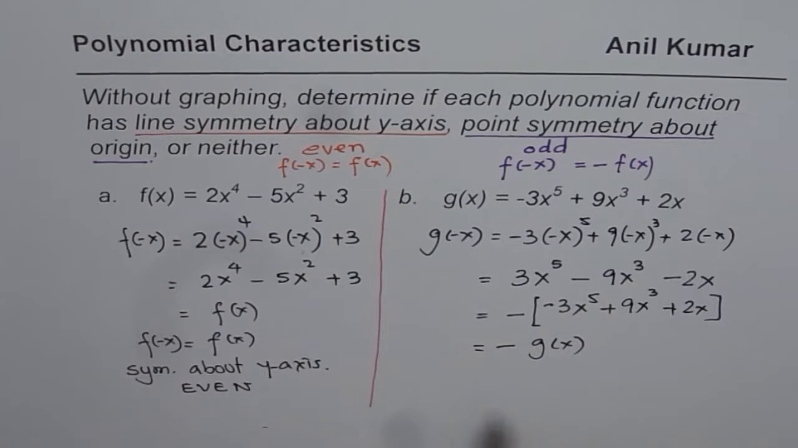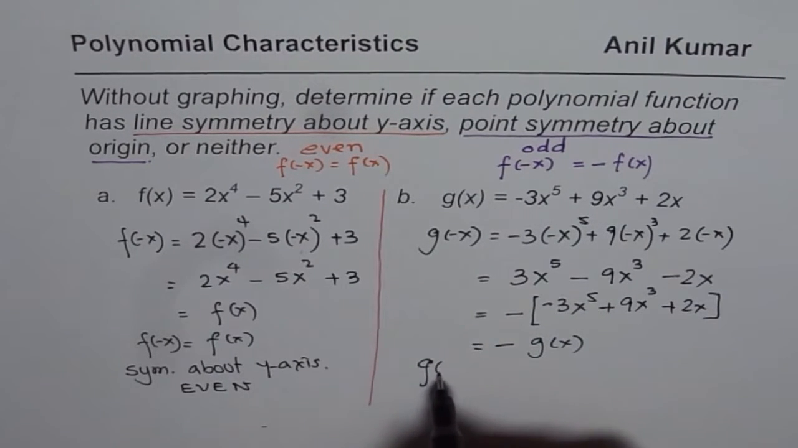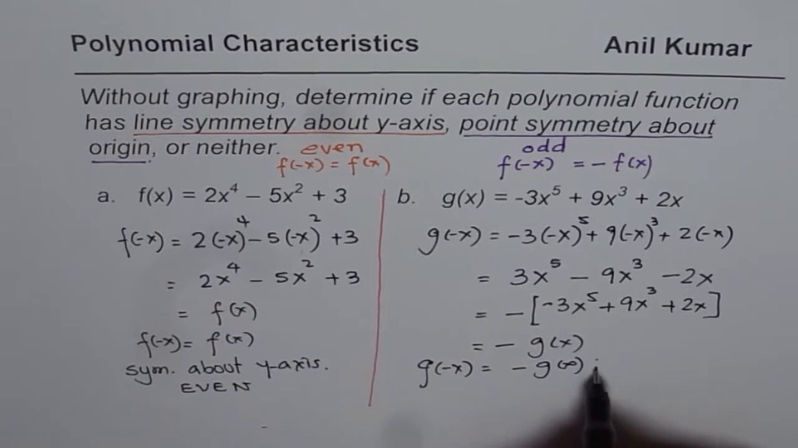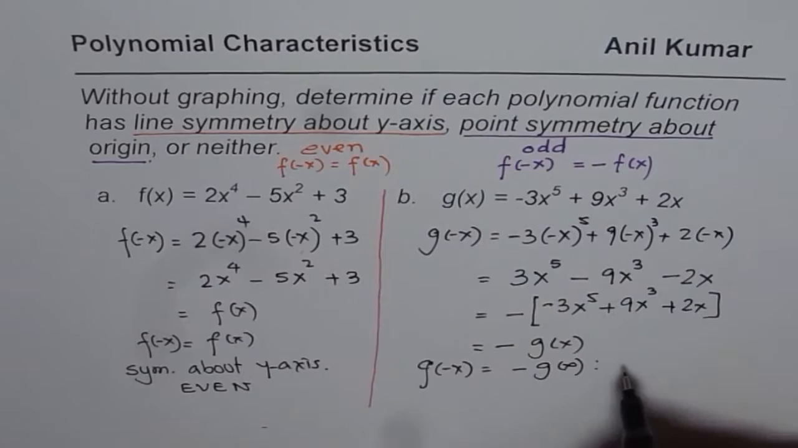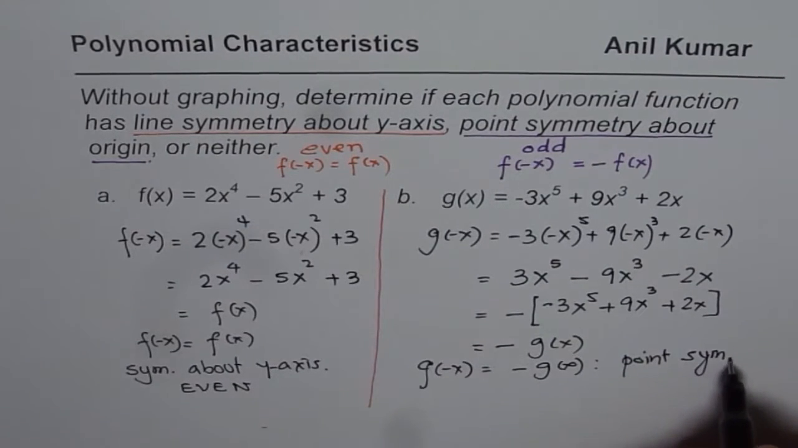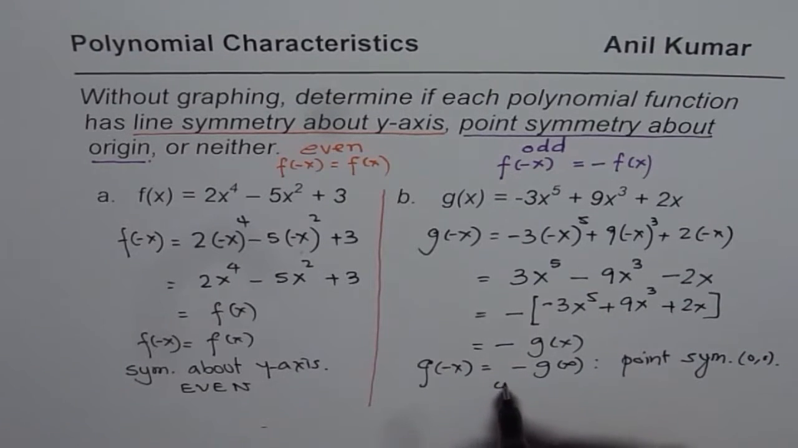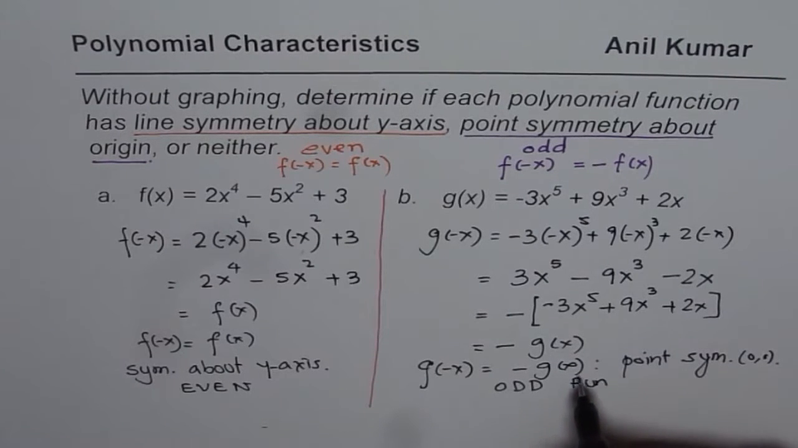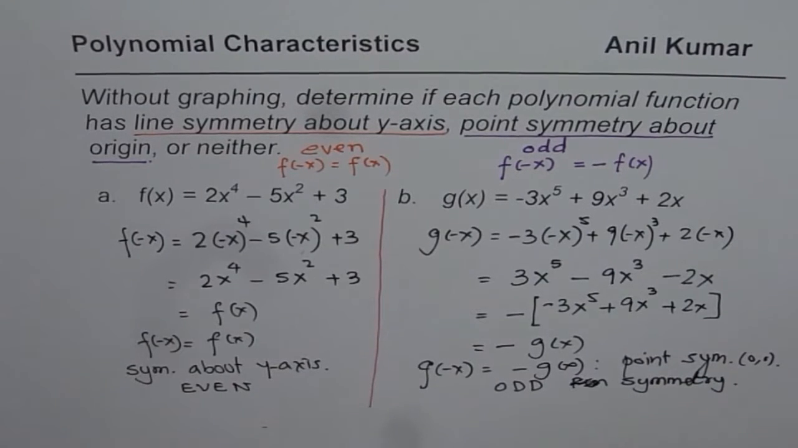Now since g of minus x is equal to minus g of x, it has point symmetry, right? So it has point symmetry about origin, about origin, let me write 0, 0. And in other terms, we say it is an odd function. This function has odd symmetry. So that's another way of saying it.